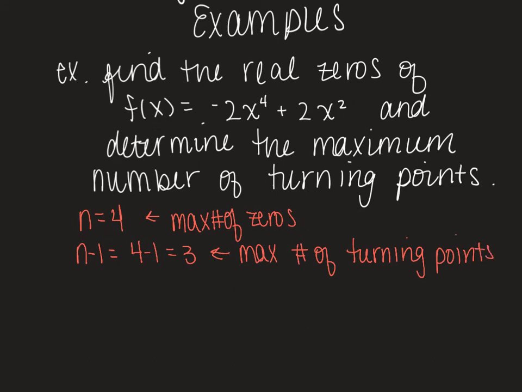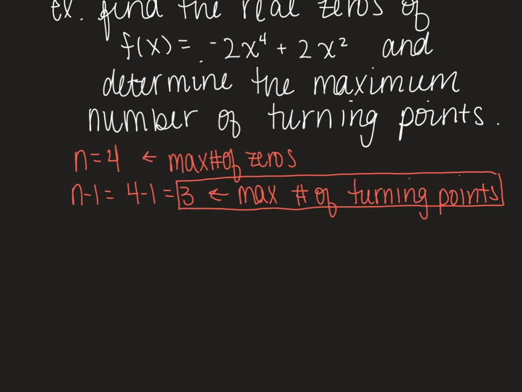Okay, so that's what we start with. That's all from just the degree. Our degree was 4 to start with. You take away 1, and that's how many turning points you could possibly have. Now we also know that we could possibly have 4 zeros because we're to the power of 4. Let's set our function equal to 0 and then solve and see what we get.